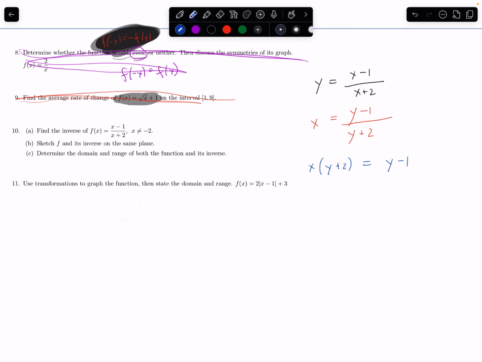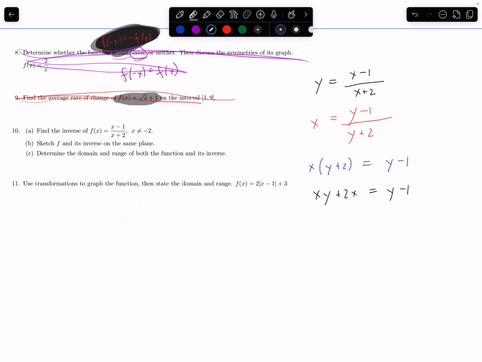Okay, and then now what can I do? Well, I'm going to try to just gather all my y's. So first thing would be to distribute this thing to separate it, right? So I'm going to get xy plus 2x, and then equals y minus 1.